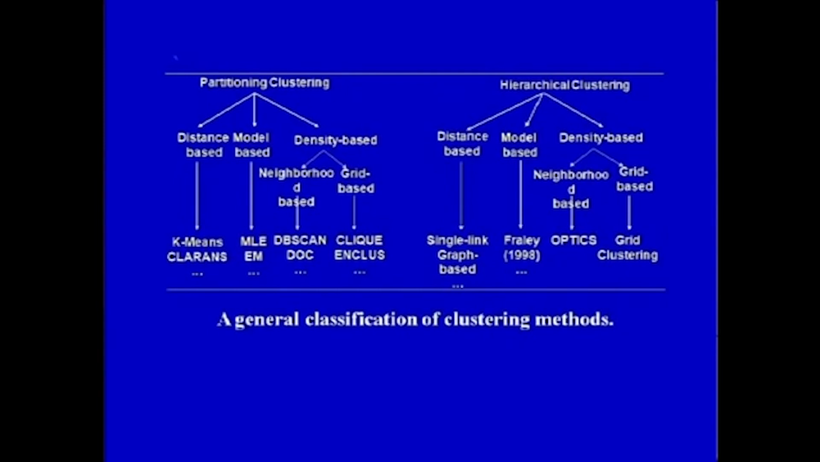For example, in distance based we have k-means and CLARANS, which are the most commonly used. In model based we have MLE or EM. In neighborhood based we have DBSCAN and DOC, and in grid based we have CLIQUE and STING. When we look at hierarchical clustering, under distance based we have single link or graph based. Under model based clustering schemes we have the Fraley approach. Under neighborhood based we have OPTICS, and under grid based we have grid clustering.